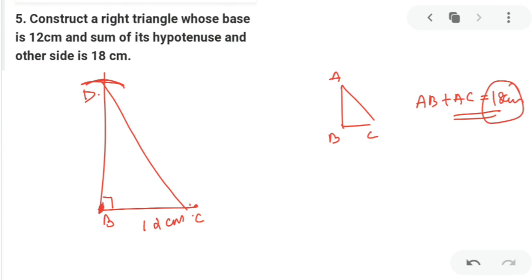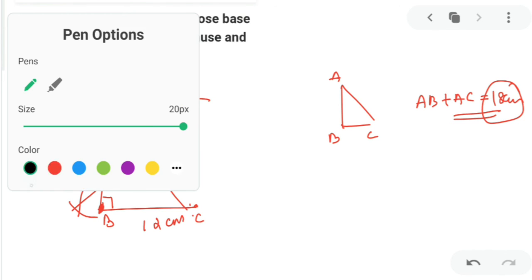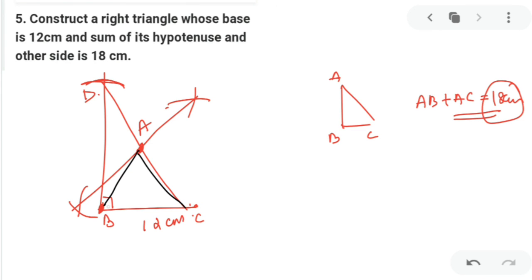Join DC. Make the perpendicular bisector of DC. And wherever it cuts DC, you can name it as A. Now join ABC. I'm so sorry. Wherever it cuts your DB, you can name it as A. I'm so sorry. This was wrong. And now you can join ABC. And ABC will be your required triangle.